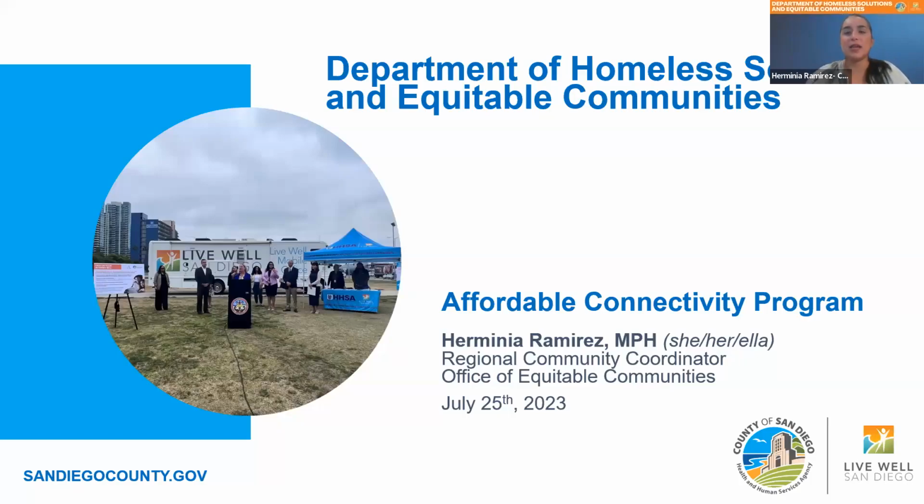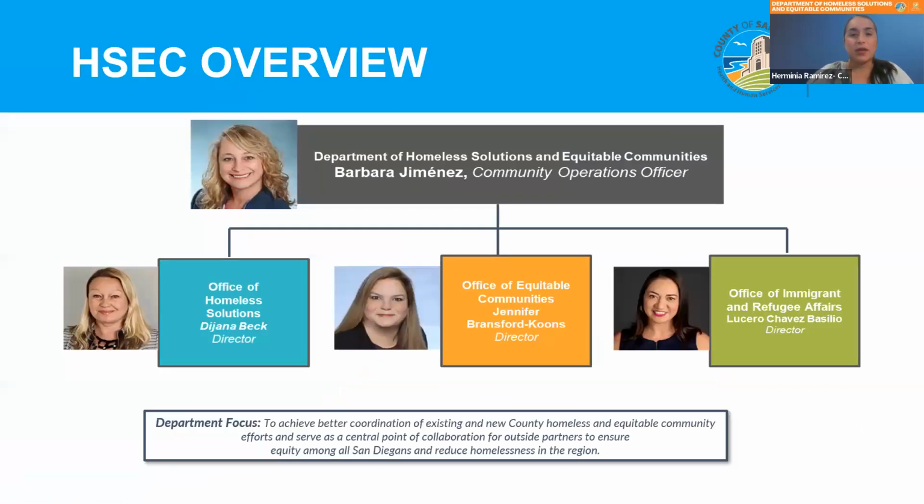I'm Herminia Ramirez, and I'm the Regional Community Coordinator supporting the North Coastal region in the Department of Homeless Solutions and Equitable Communities with the County of San Diego. And our department houses and is leading affordable connectivity promotion efforts that is possible via grant through the Federal Communications Commission. And so I'll start today by sharing a little bit about our department, and that hopefully will give you insight in terms of why this work is nestled within our department. And then I'll go into a little bit more of what we're doing to promote ACP in our county.